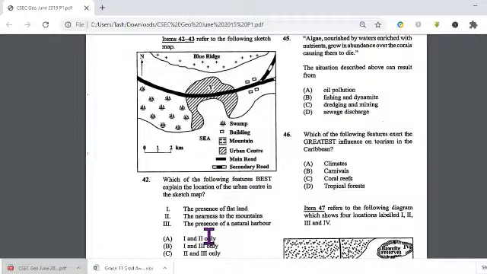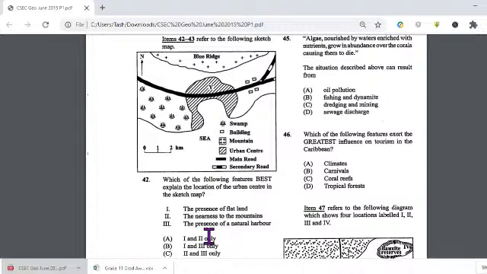45, algae nourished by waters enriched with nutrients grow in abundance over the corals, causing them to die. The situation described above can result from oil pollution, fishing and dynamite, dredging and mining, or from sewage discharge. So, for this one, it is the overgrowth of algae that we're talking about. It means that it must be something specific that is causing it to overgrow. And that thing would have been in the sewage. So for 45, our answer would have been letter D.